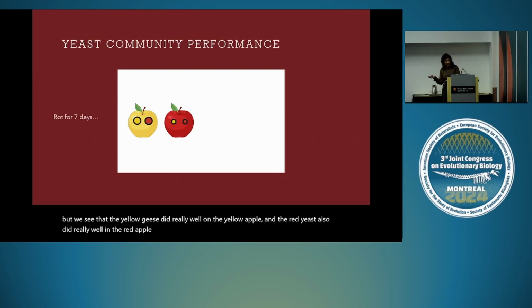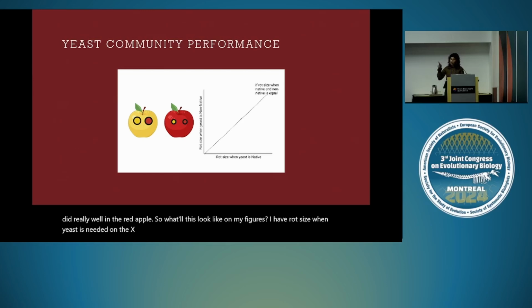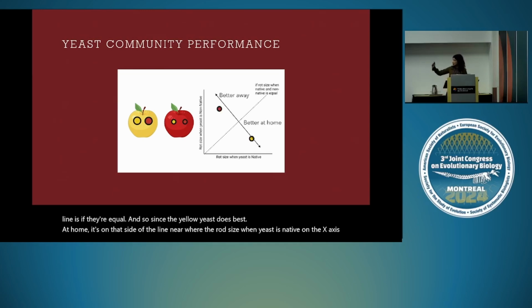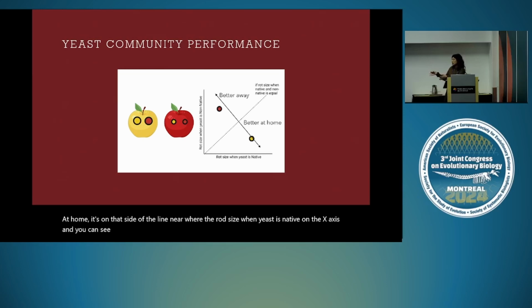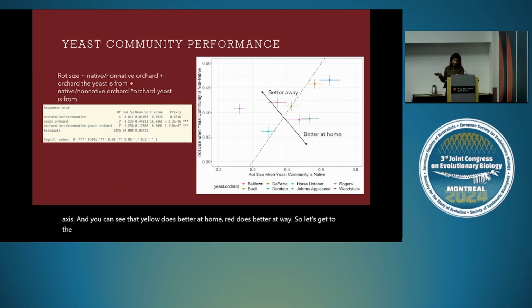So what will this look like on my figures? I have rot size when yeast is native on the x-axis and when it's non-native on the y-axis, and the diagonal line is if they're equal. Since the yellow yeast does best at home, it's on that side of the line, near where the rot size when yeast is native is on the x-axis. And you can see that yellow does better at home, red does better away. So let's get to the actual data.